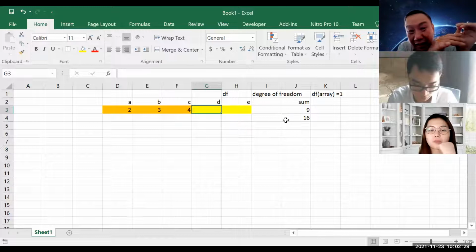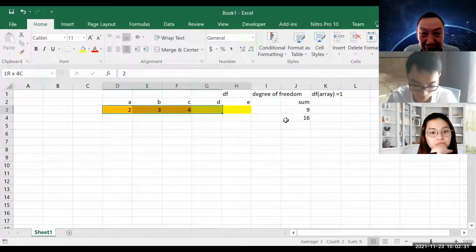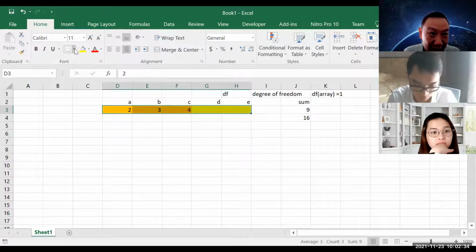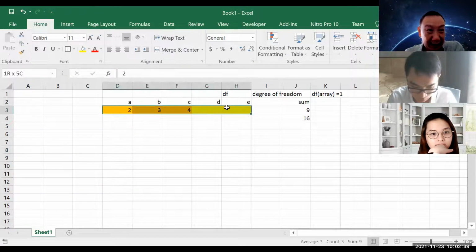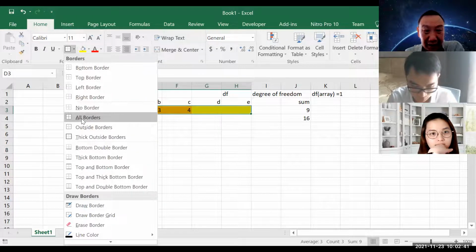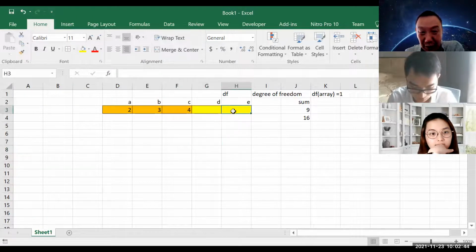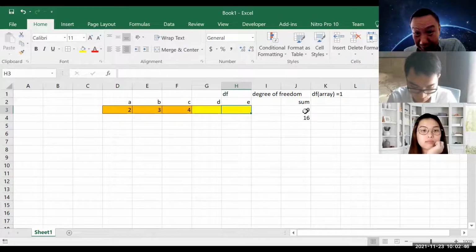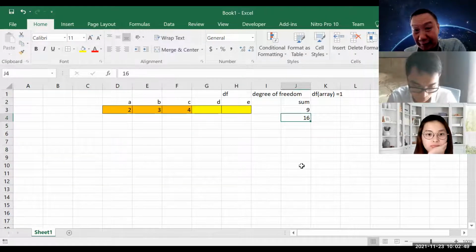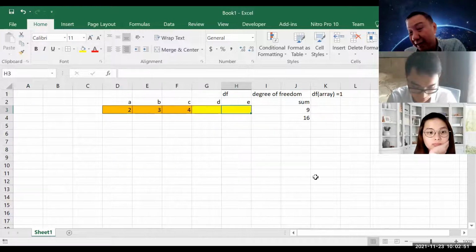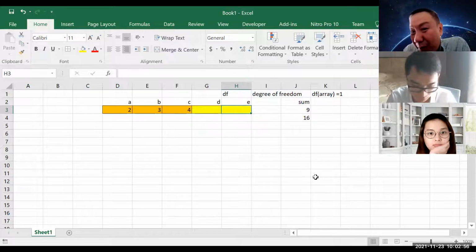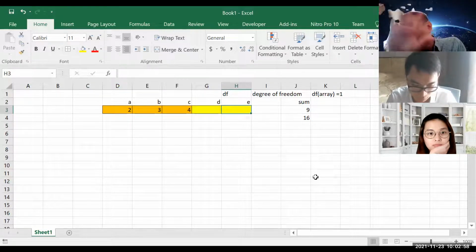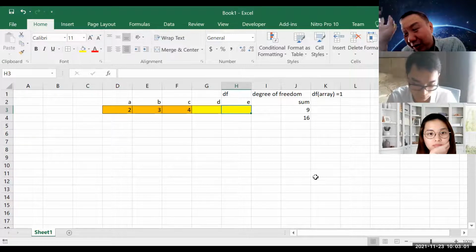Livy, if you don't know anything, I have 5 cells here. I have these 5 cells, and I have 2 missing values, and I know the sum is 16, not 9. So what are D and E? What is the most probable value of D and E? You don't know anything about the original data.